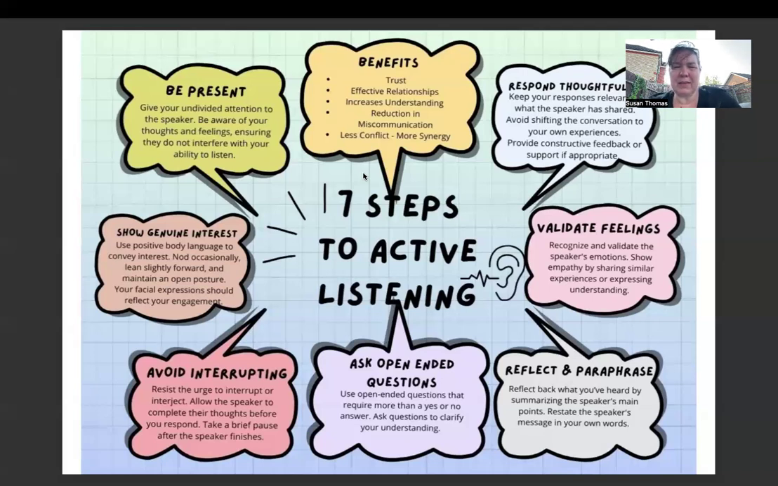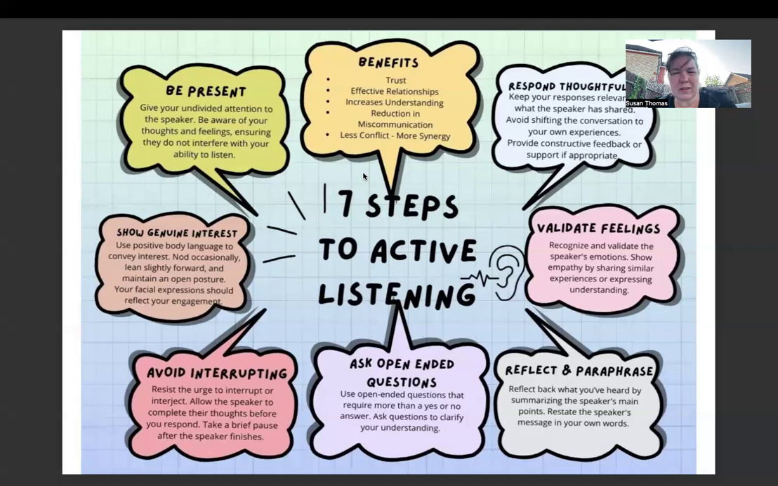And the benefits of this are just immeasurable. Like the benefits of trust. When people feel heard and understood, they are more likely to trust you. Active listening demonstrates respect and concern for their perspective. It enhances relationships, strengthens communication skills, and fosters mutual respect and cooperation.